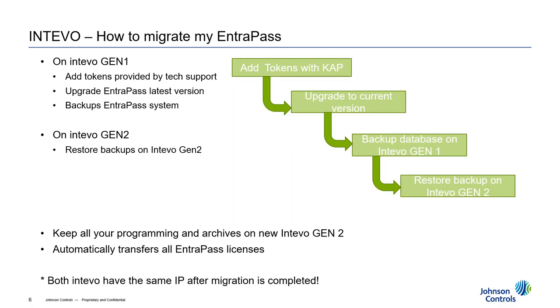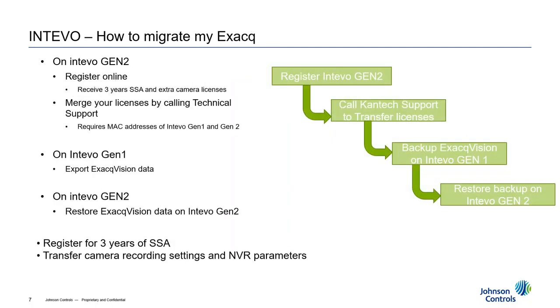Now, both INTEVOs having the same IP after migration is going to be important. You're going to take box 1 down off the network, and you're going to put box 2 on the network, keeping the same IP schema. This way, all of your devices just automatically start communicating. On the Gen 2, what you'll do is go to Kantech.com and register the INTEVO.